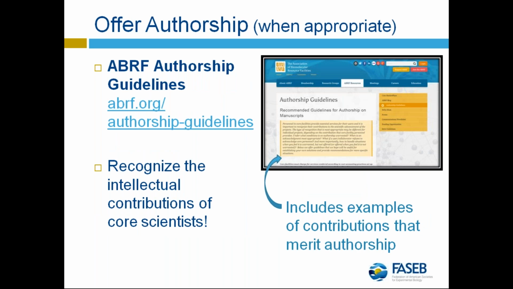ABRF, the Association of Biomolecular Resource Facilities, provides recommended guidelines for authorship on manuscripts. This can be found on their website, which is shown here under Authorship and Guidelines. The Authorship Guidelines provides recommended guidelines for authorship, and this was published in 1999 by Ruth Angeletti et al. Essentially, intellectual interactions between resource and research scientists are essential to the success of each project.